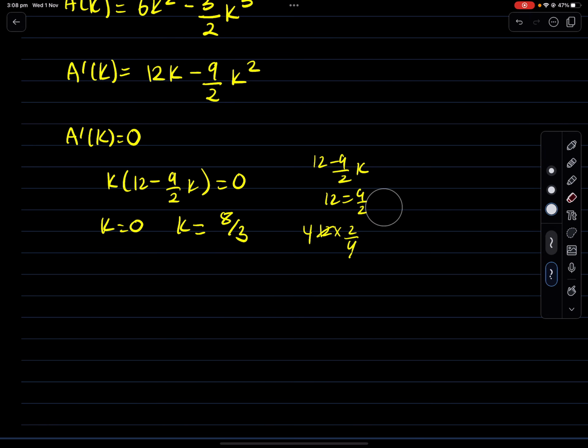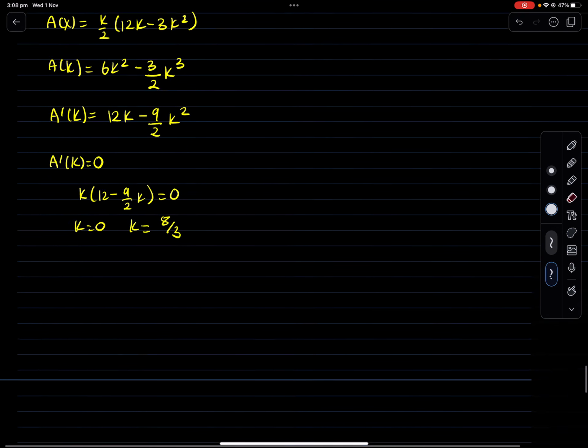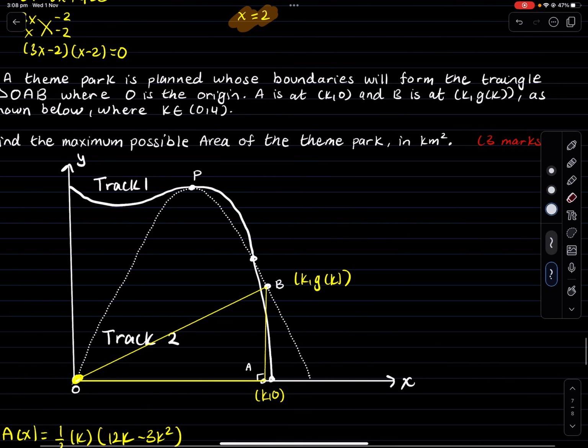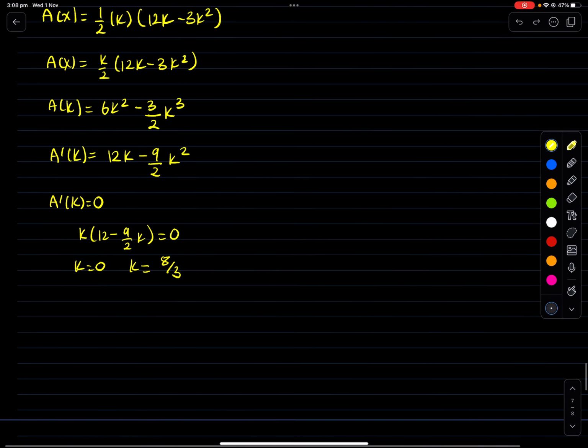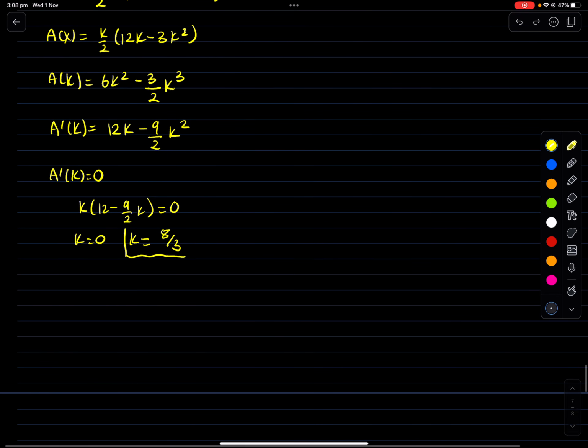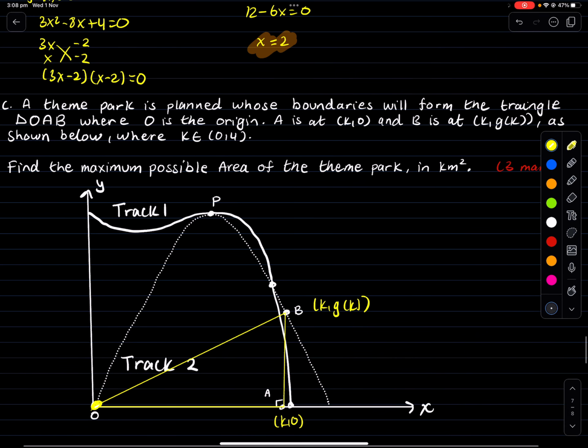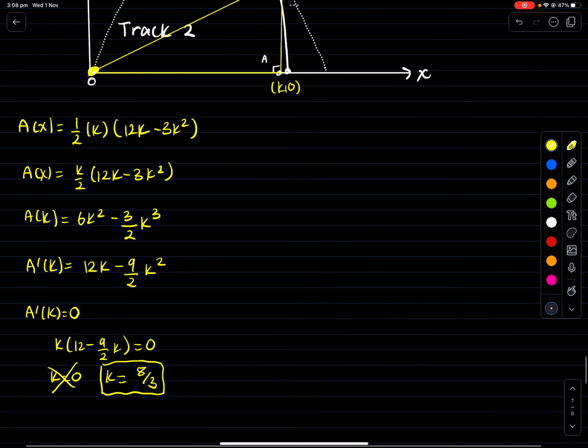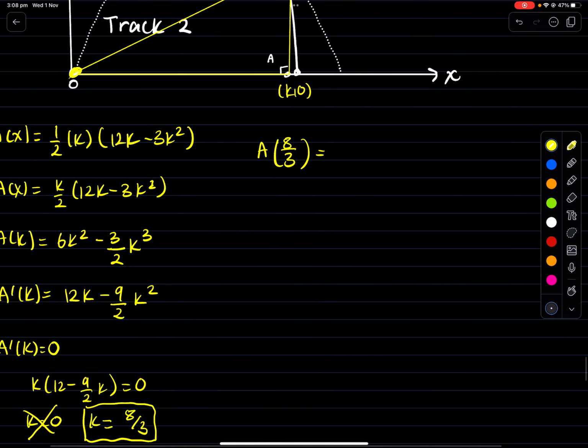So we have two values. But we know that k cannot equal 0 because as it's shown that k isn't... Oh, wow, what did I do? So k is an element from 0 to 4 where 0 is not included. So k can only be this one right over here. So we want to find the maximum possible area. So let's sub that in. So what's A of 8 on 3? Let's do that. So that'll be 4 on 3, because it's just 8 on 3 times a half.